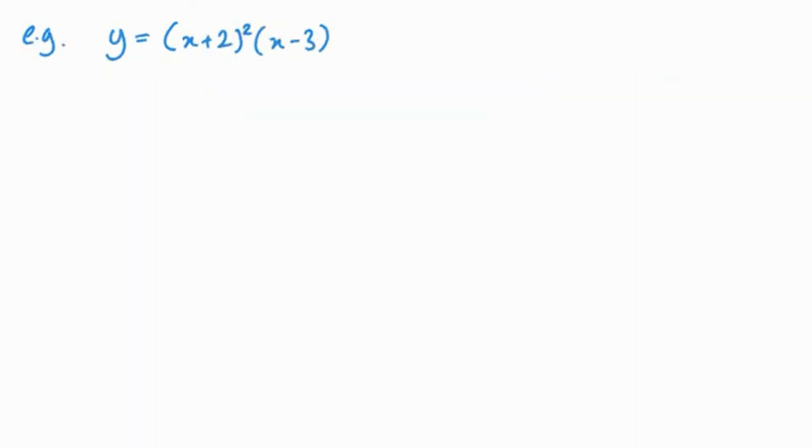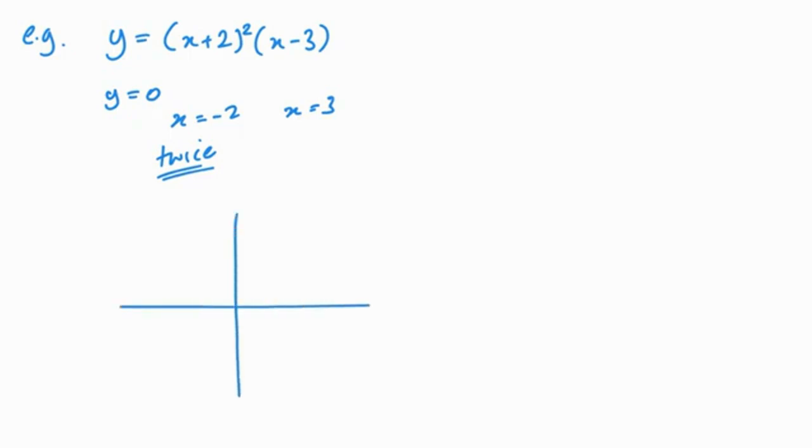Okay, let's have a look at another one. So in this one I can see I've got a squared bracket here. So when I think about making my y equals 0, I'm just going to jump straight in with the solutions here. I've got x is -2 and x is 3. And what I like to do is think of this as twice, because it was squared. Okay, and that's there just to remind me, so when I come to sketch my graph, I can make sure I get it right.